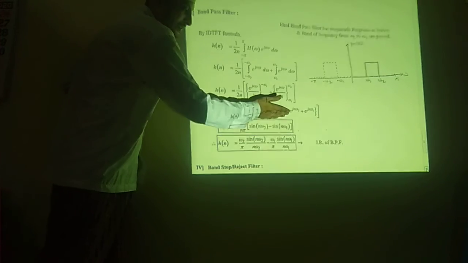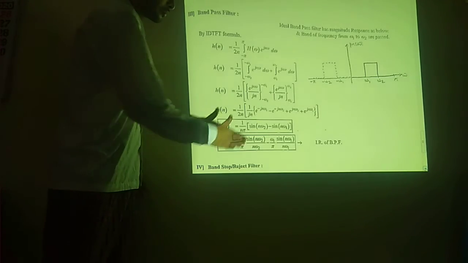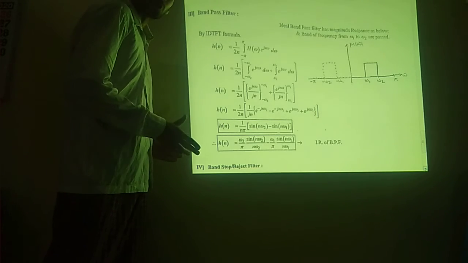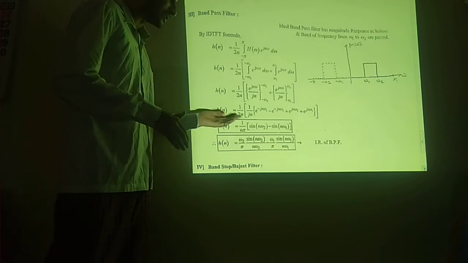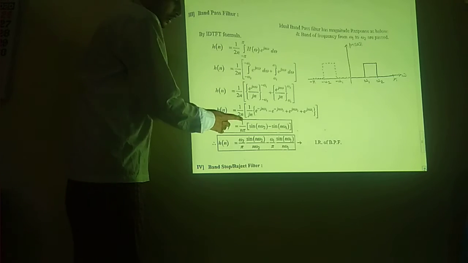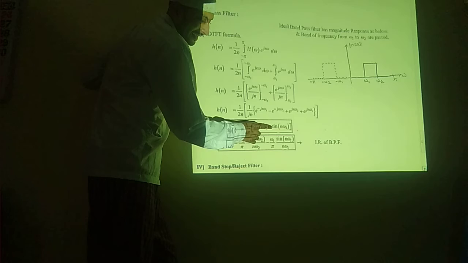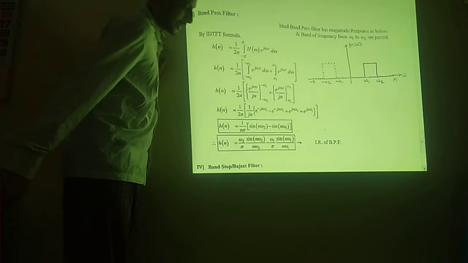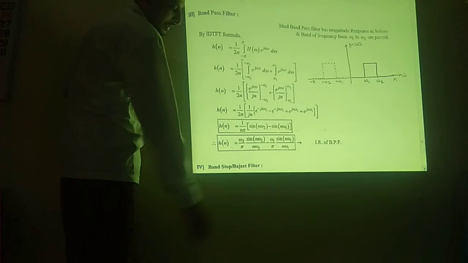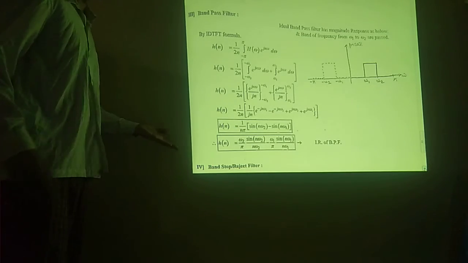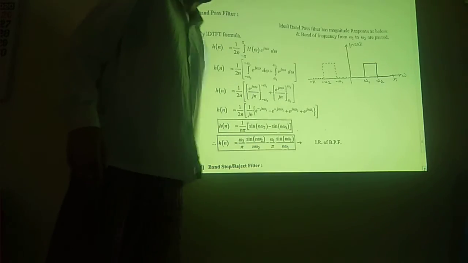If I take 2j inside and reshuffle, I will get the formula for sin theta, because e raised to j theta minus e raised to minus j theta upon 2j is nothing but sin theta. So I've got 1 upon n pi, sin n omega 2 minus sin n omega 1. I can also substitute the value of n inside, and multiply and divide by omega 2 and omega 1. So this is the impulse response of a band pass filter.